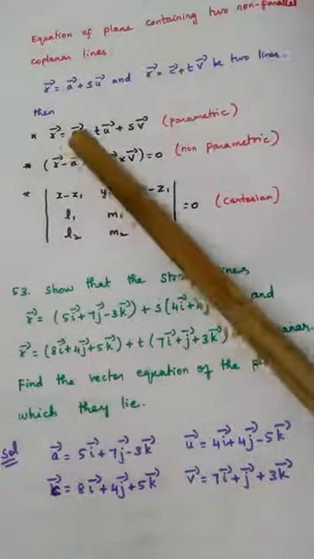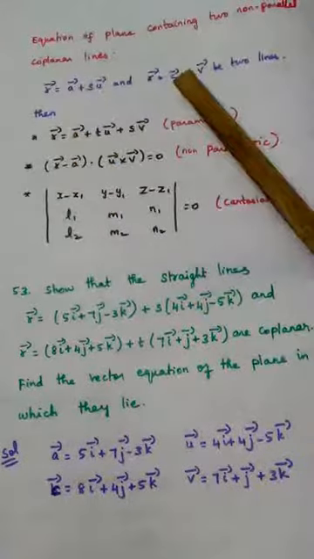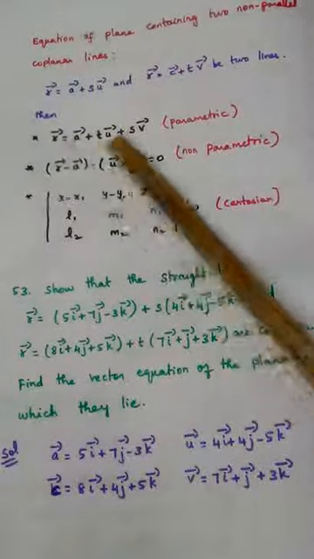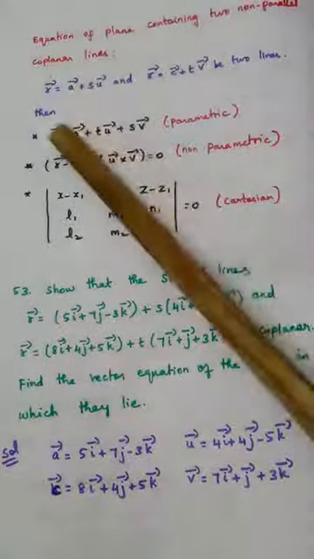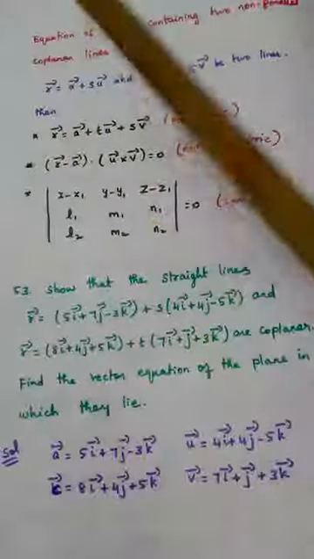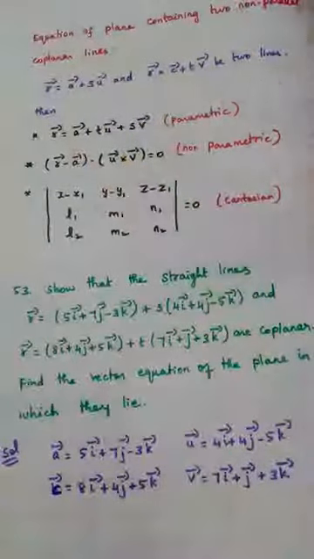And you should know one thing. This A vector can also be replaced by C vector. Then also the formula is correct. Either I can use this point, or even I can use this point, because both lines are on the plane. So both points will be on the plane only.